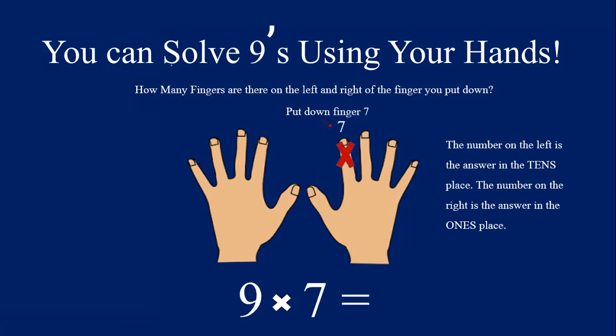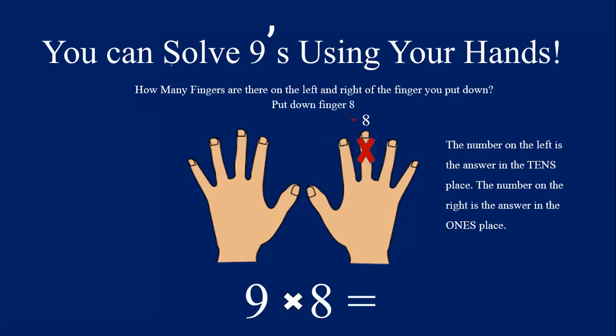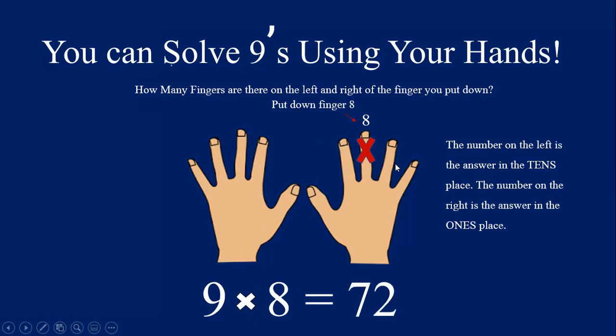Let's try 9 times 7. Put down your seventh finger. How many fingers are up on the left? 1, 2, 3, 4, 5, 6. How many fingers are up on the right? 1, 2, 3. So 6 and a 3 make 63. 9 times 7 equals 63. Let's try 9 times 8. Put down that eighth finger. How many fingers are up on the left? We have 5 here plus these 2. That gives us 7 and 2 on the right. So we have a 7 and a 2 as our answer, or 72. 9 times 8 equals 72.